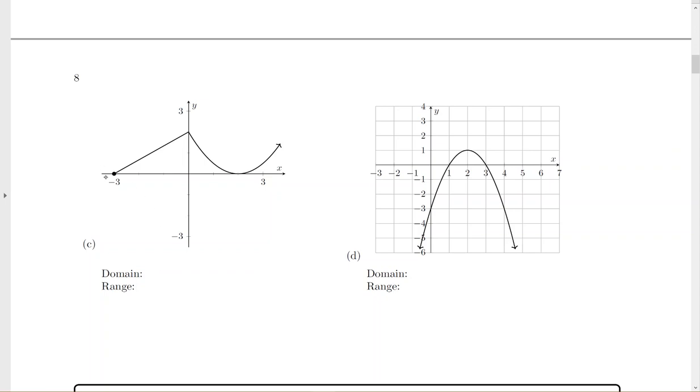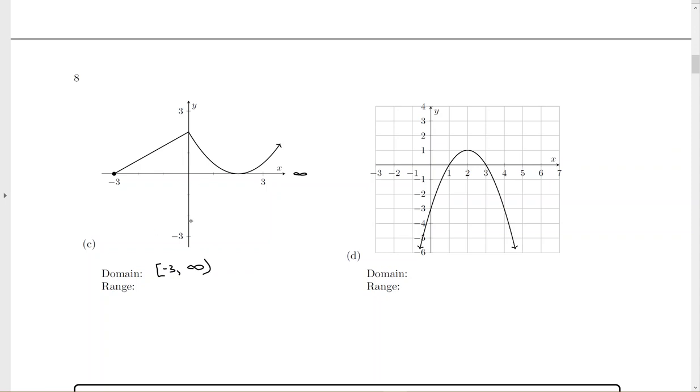So the domain, again, going from left to right, we start at -3. There's a definite bracket on -3. And then we go all the way over to, and it looks like we go beyond 3, and we keep on going out here, out to infinity. Again, we always have parentheses on infinities and negative infinities.